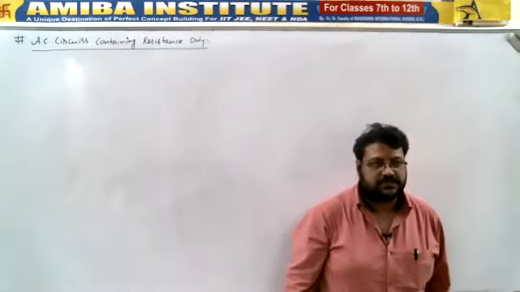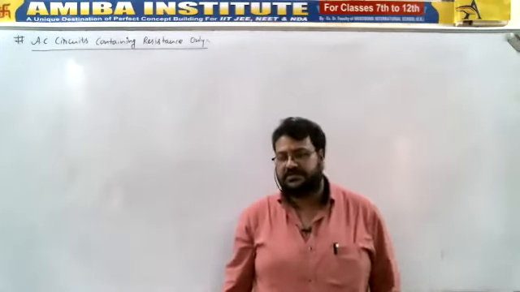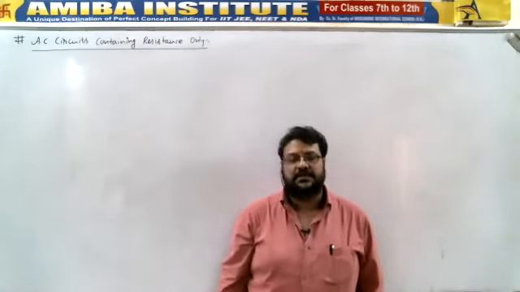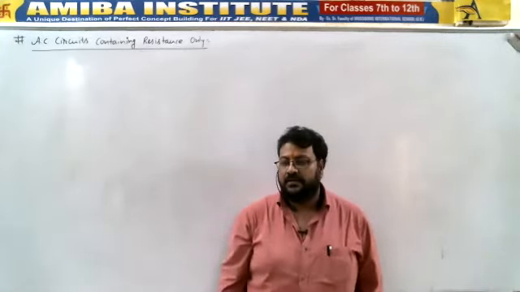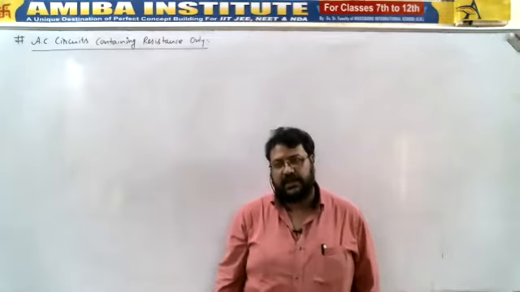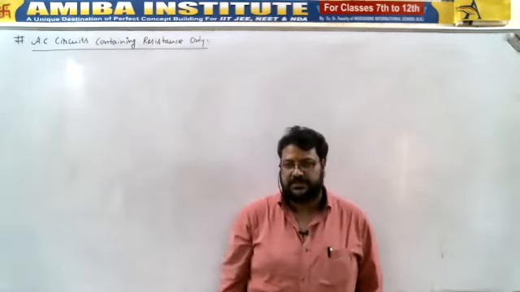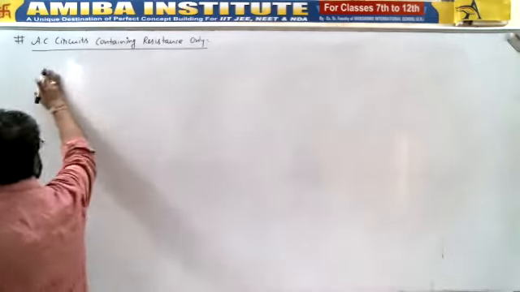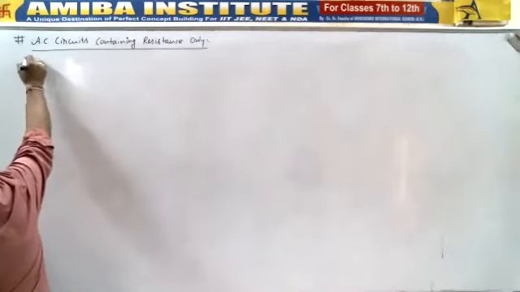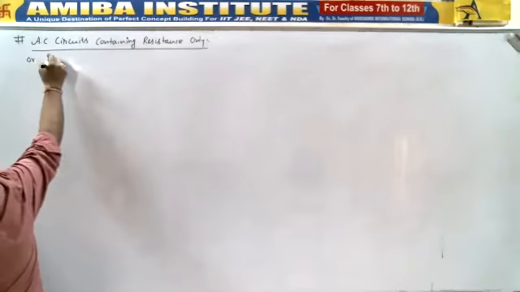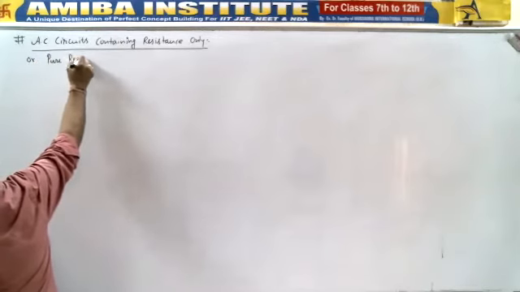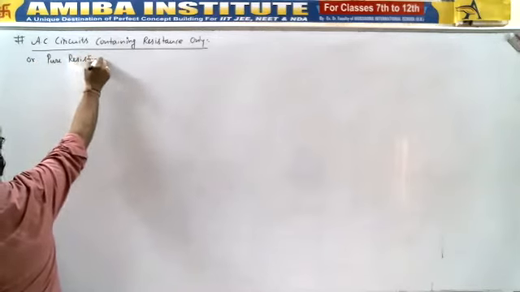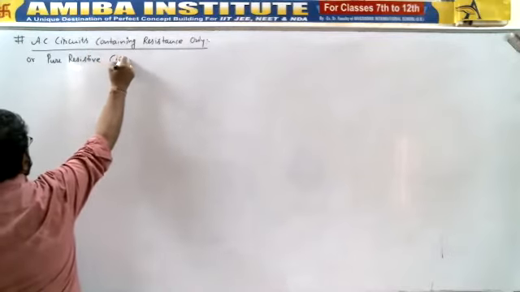So first we are going to study the AC circuit containing resistance only. Afterwards we will be studying the circuits containing only inductance and then capacitance and then their combinations. Getting this? So let's start first the AC circuit containing resistance only. It is also known as a pure resistive circuit.